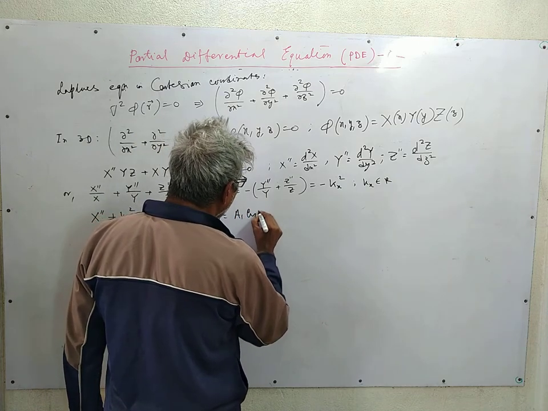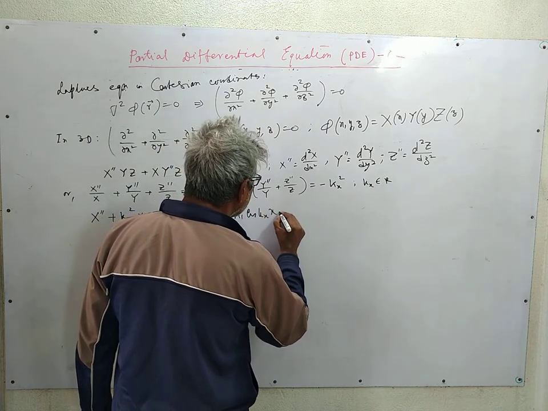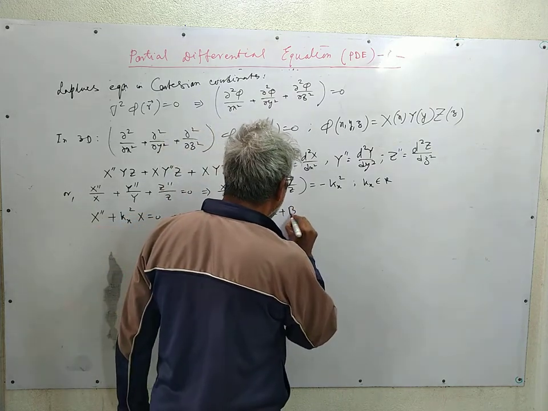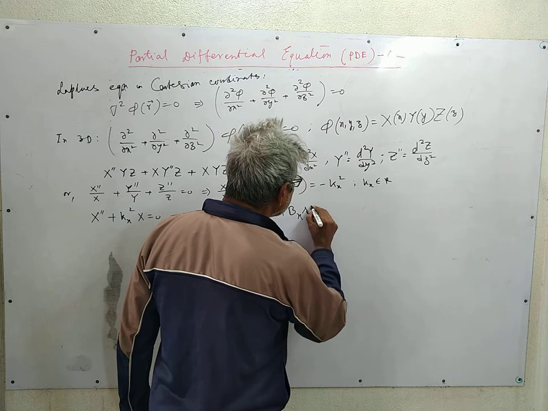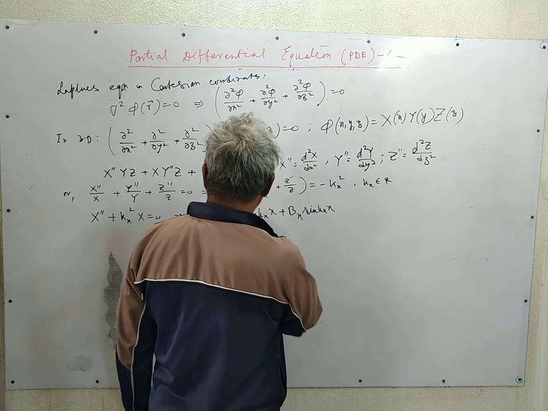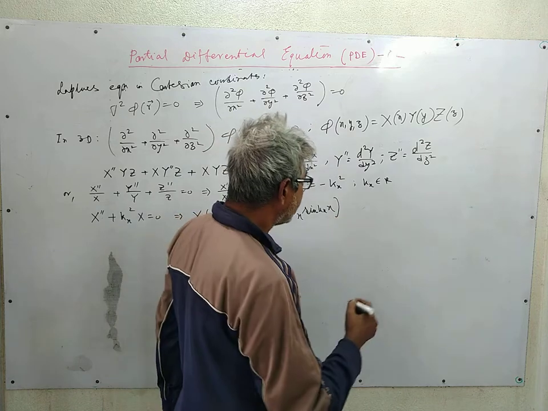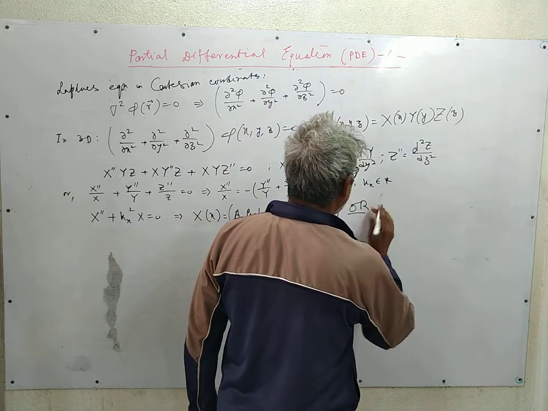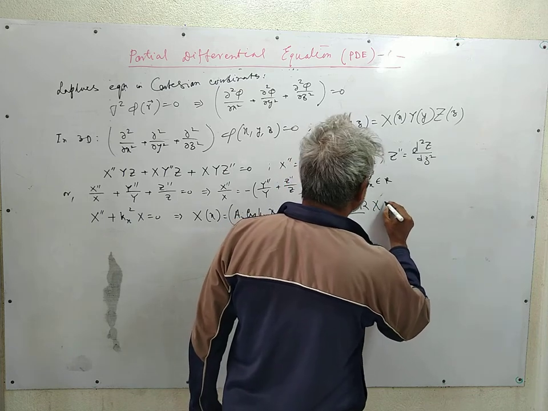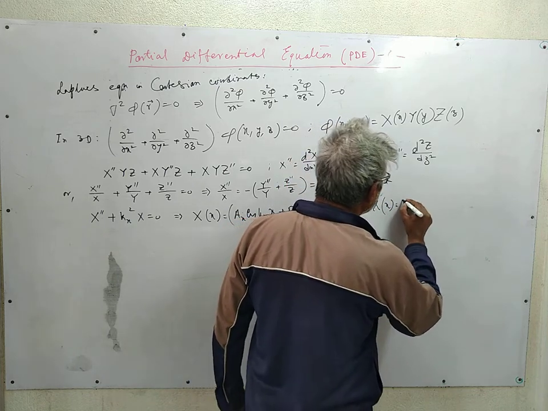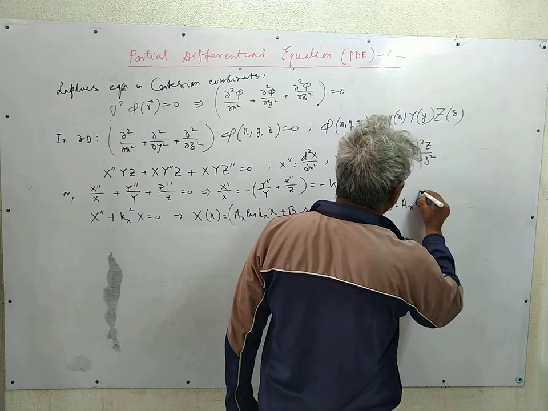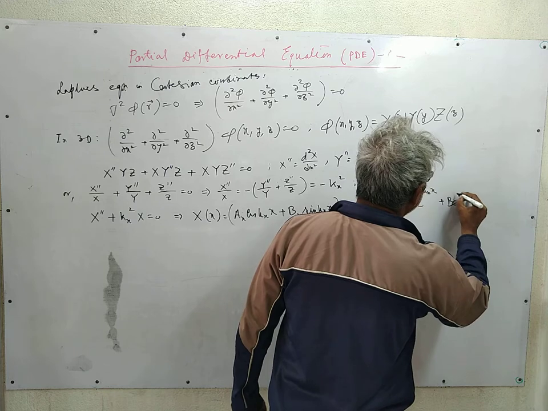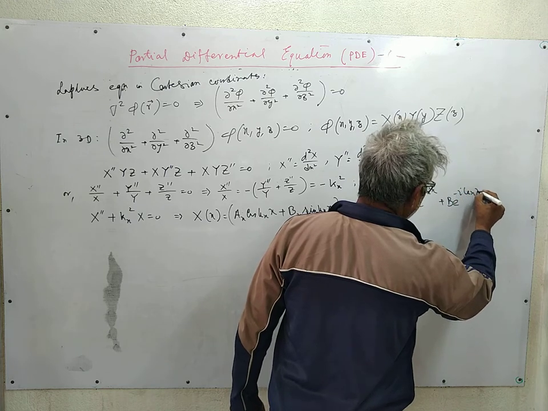ax cos kx x plus bx sin kx x, or we can write in terms of travelling wave solution X of x is equal to ax e to the power i kx x plus bx e to the power minus i kx x.